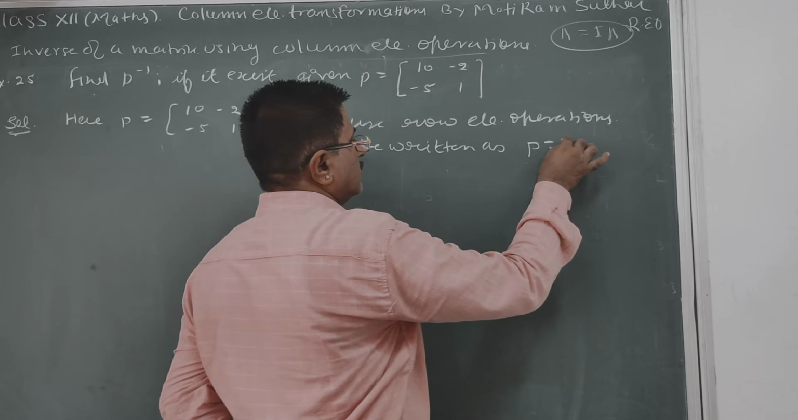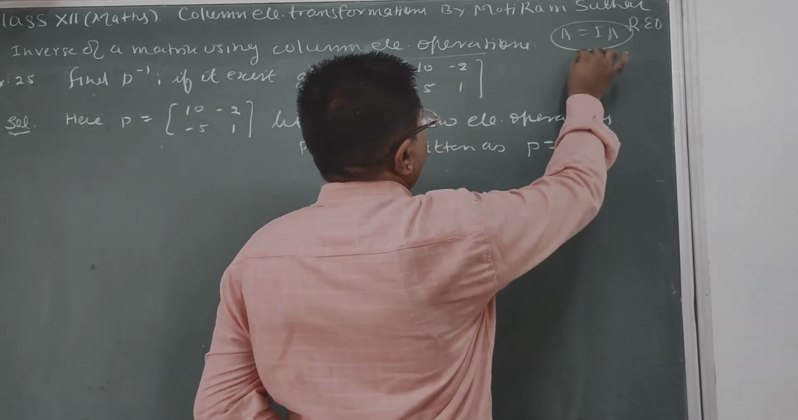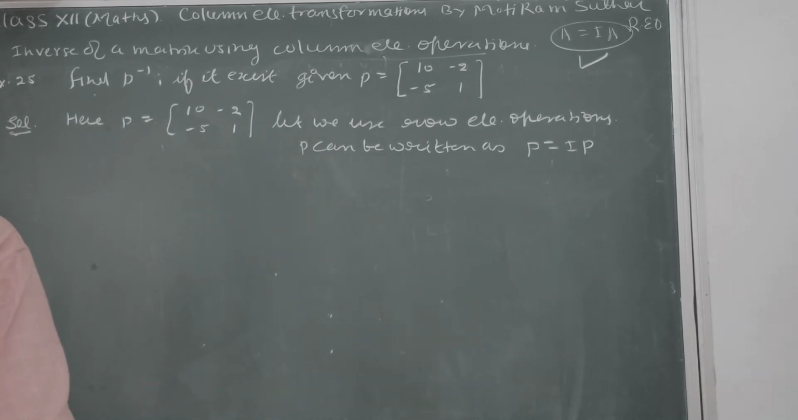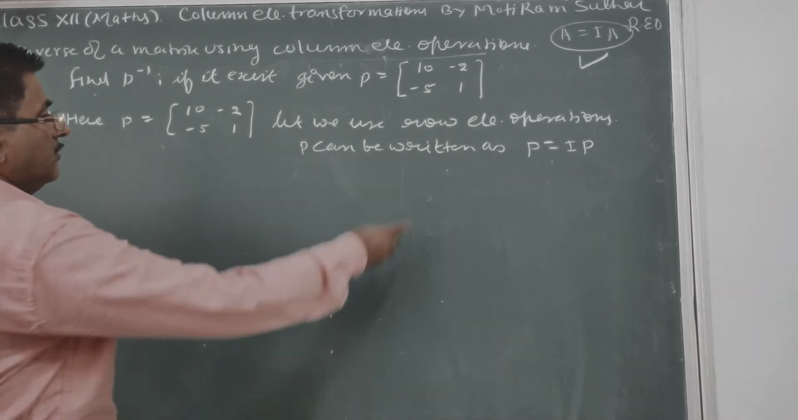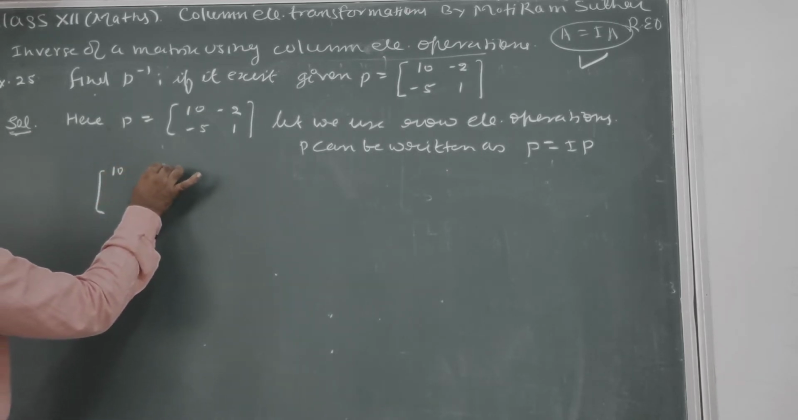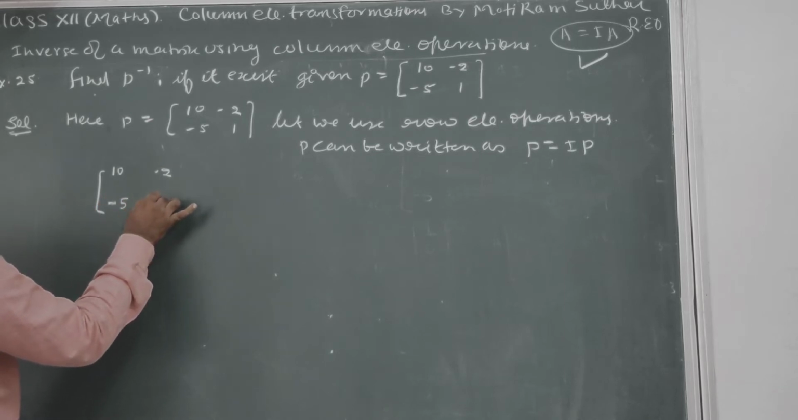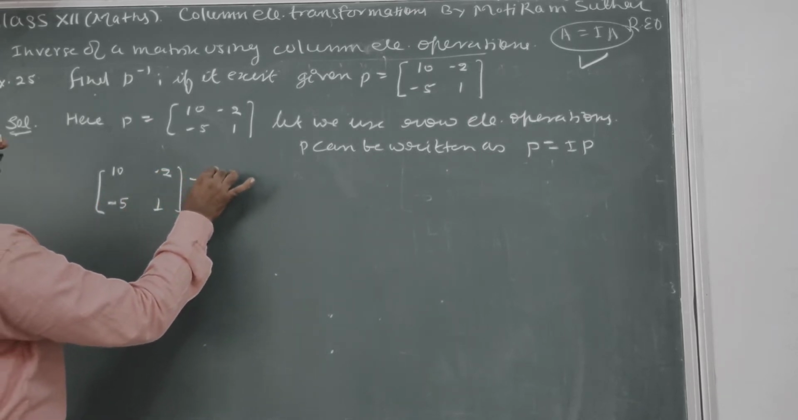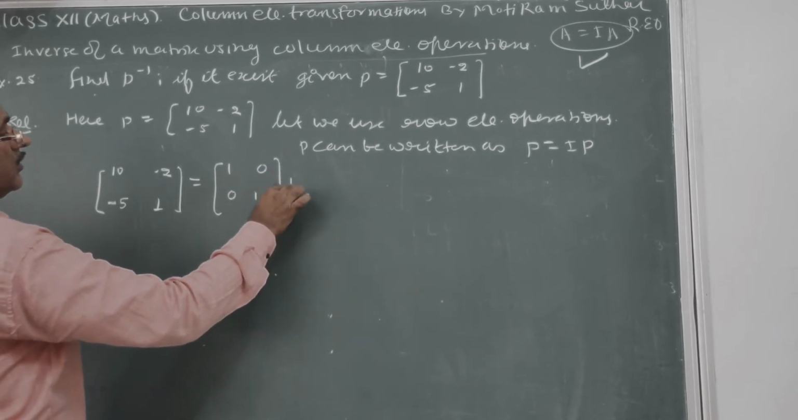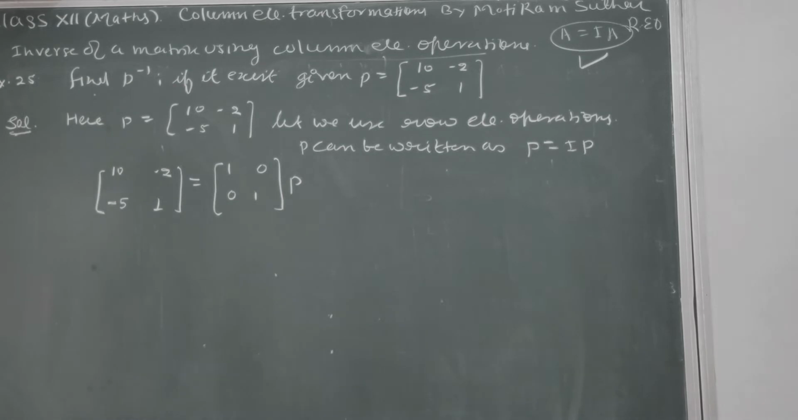So P equal to I into P. When we are using the row, we write a matrix as P equal to I into P. Correct? So now put the values of P. P means 10 minus 2 minus 5 1. This is P equal to I, that is the corresponding identity matrix 1 0 0 1 into P. Correct?